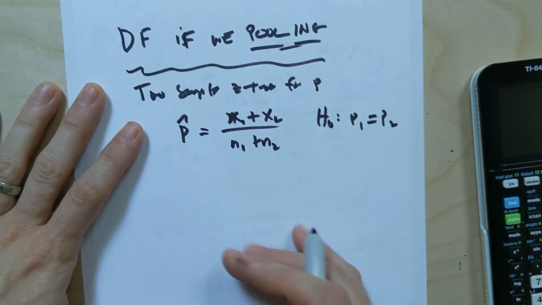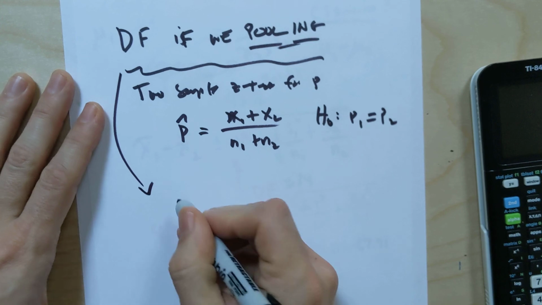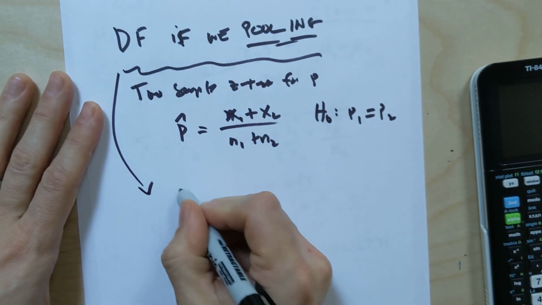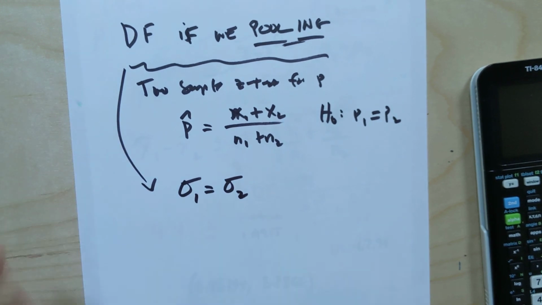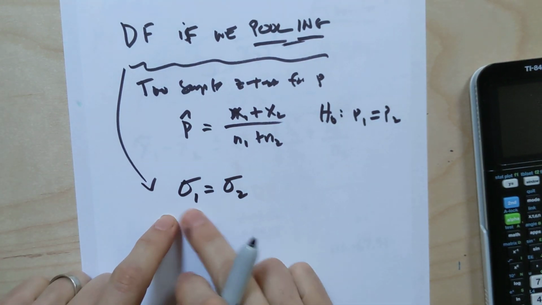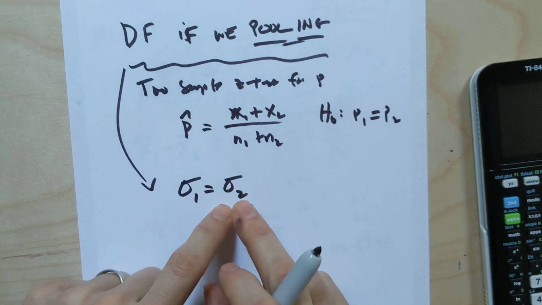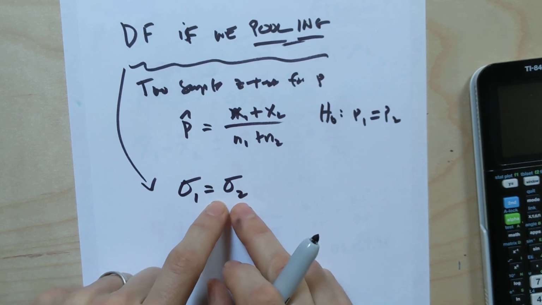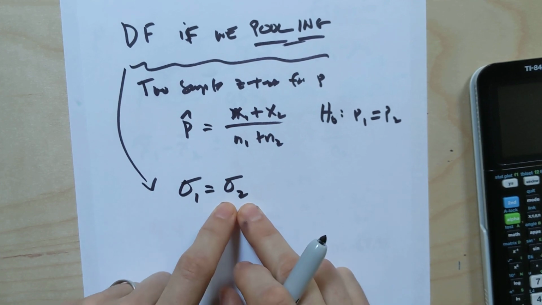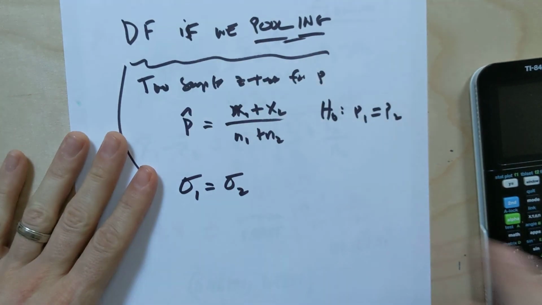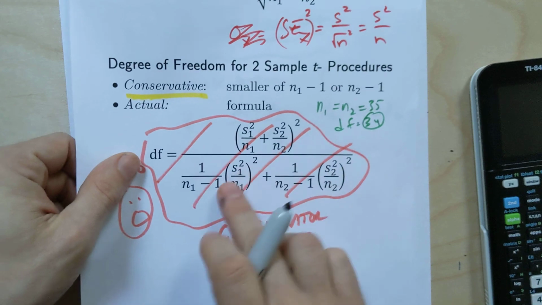So how does that relate to here? Well, when we're talking about a mean, the pooling is an assumption that the standard deviation from your first population is actually going to be equal to the standard deviation of your second. And if the population standard deviation of your first population is equal to the population standard deviation of your second population, then some cool things happen with the degree of freedom. This crazy formula.